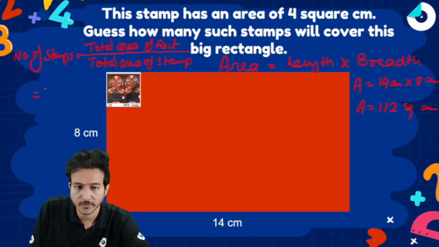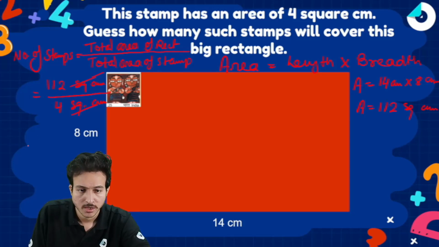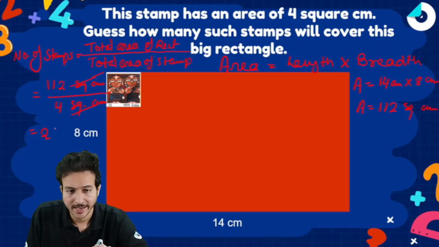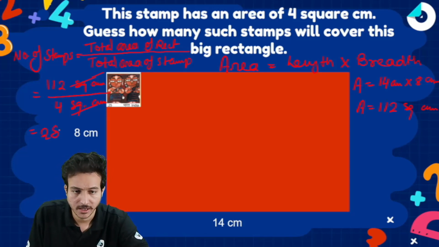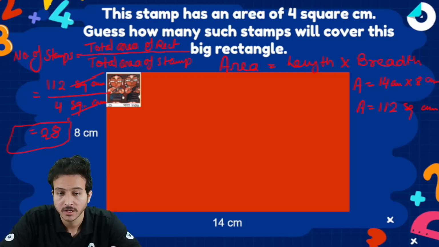The total area is 112 square centimeter, and the area of one stamp is 4 square centimeter. Now these units are the same, so they can be cancelled out. So the value comes out to be: 4 2s are 8, now 4 8s are 32. So there are a total of 28 stamps needed to completely cover this rectangle.